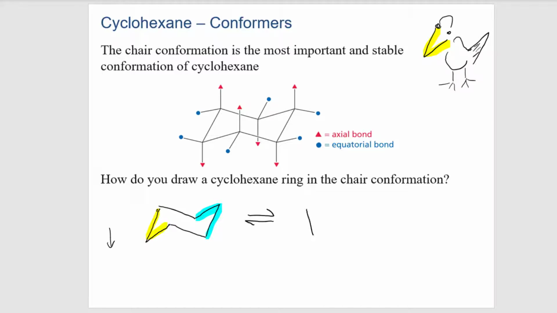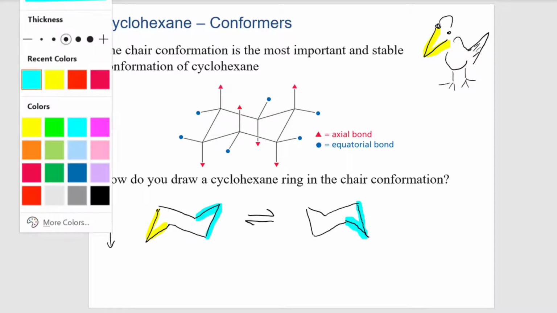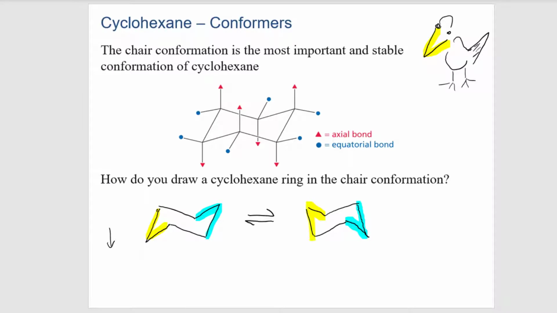by now making my duck point up. So my duck is now looking up and his tail has gone down. So these are the two chair conformations.